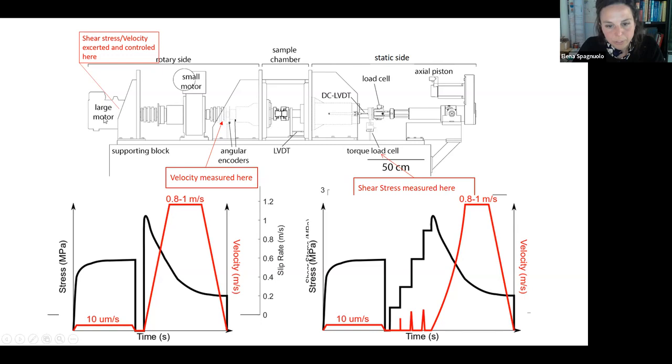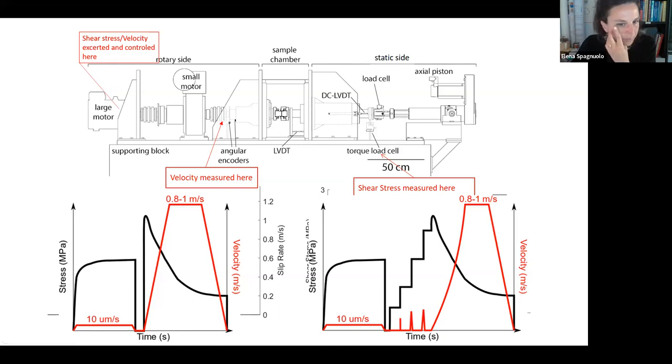The large motor here applies a torque. So essentially it's the engine that controls the torque supply. So the engine knows that I want to apply this kind of torque, and the motor is trying to keep this torque constant. The torque on the surface becomes the shear stress essentially. So here I'm controlling the shear stress, and here I'm recording the shear stress.